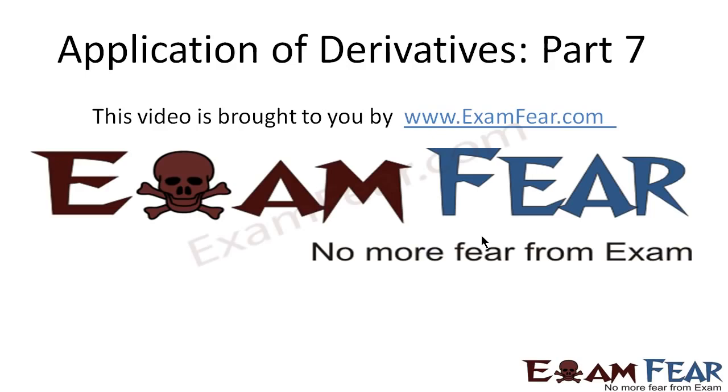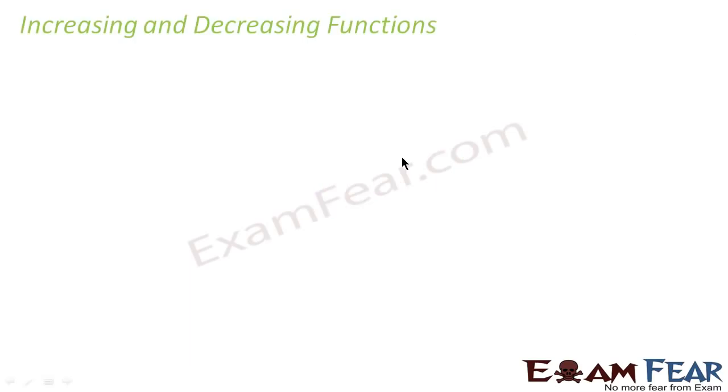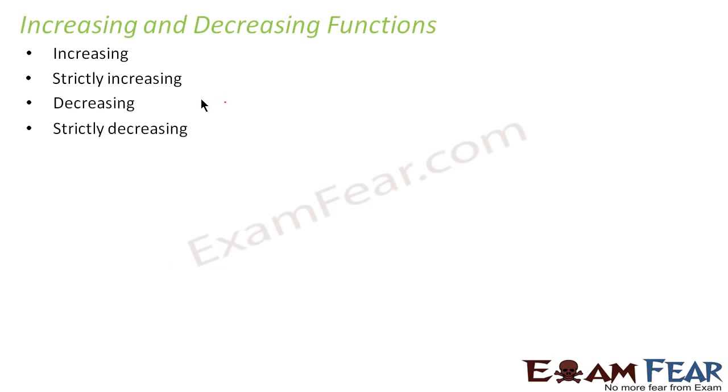Before watching this video, please make sure that you have watched part 1 to part 6. Now let's understand what are increasing and decreasing functions, and then we'll understand how derivative can be used to find increasing and decreasing functions. In case of increasing and decreasing functions, we classify a function as increasing, strictly increasing, decreasing, strictly decreasing, and neither increasing nor decreasing. So there are 5 classifications actually. A function can be classified into these 5 buckets.